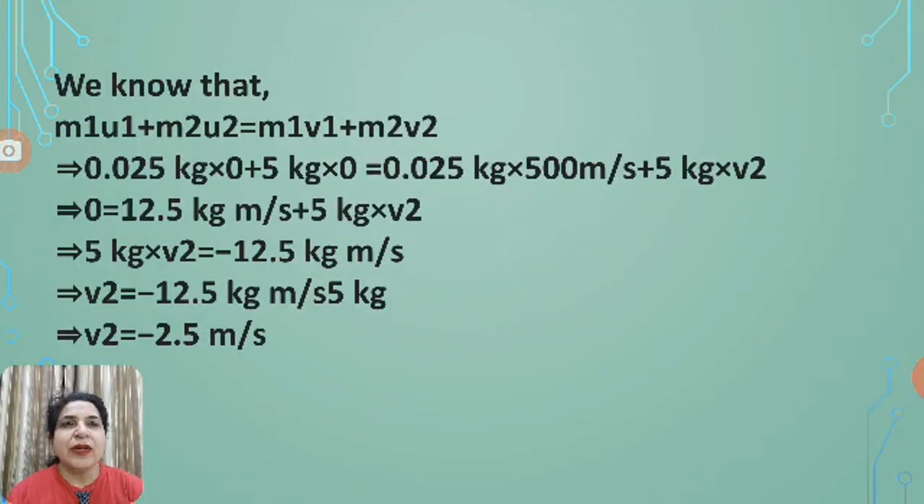So we know that by the law of conservation of momentum, m1u1 plus m2u2 is equal to m1v1 plus m2v2. Putting the values here, the left hand side will be 0 as the velocities u1 and u2 both equal 0. And the right hand side is m1v1 plus m2v2, so the total equals 0. So after firing, m1v1 is equal to minus m2v2. From this we can find v2. So v2 equals minus 2.5 meter per second.